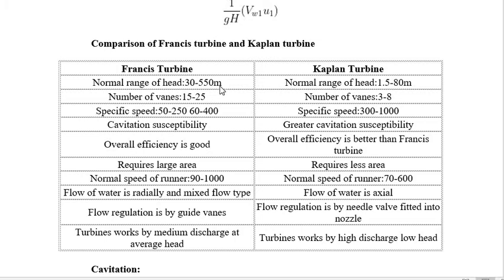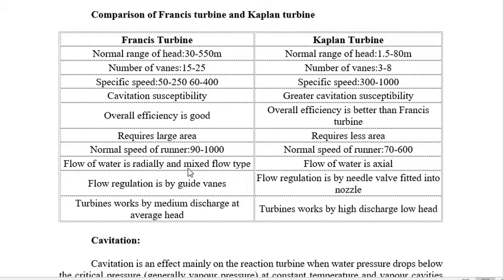The number of fans used is 15 to 25, and the specific speed it can work upon also has a very high range. However, it requires a large area, and the runner speed, you can see, is also much higher. Why is it called a mixed flow reaction turbine? Remember, the Francis turbine is a mixed flow reaction turbine because the water enters radially and exits axially. However, the Kaplan turbine is completely an axial turbine.